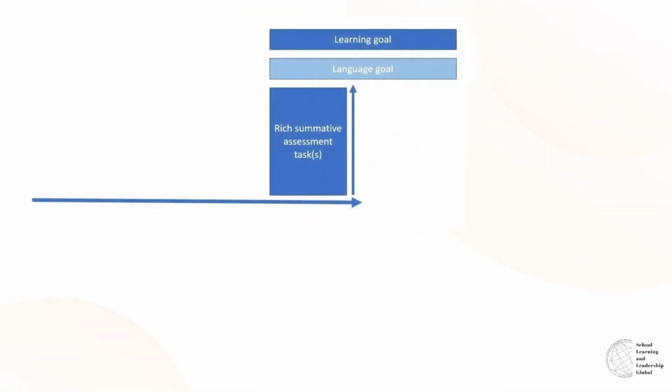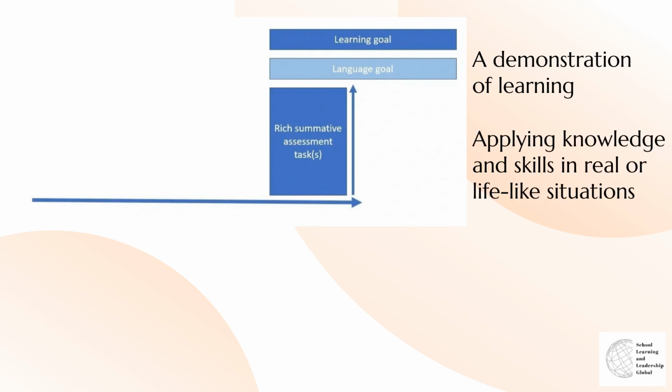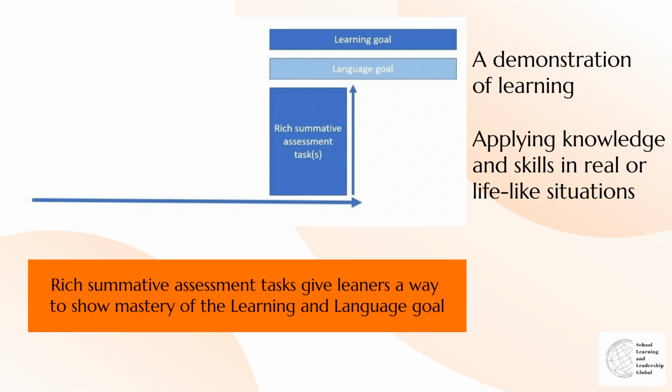Sticking with our GPS analogy, once we've set the destination, our learning and language goals, we also plan how we'll know we've arrived. That's the rich summative assessment task. Summative assessment tasks are a celebration at the end of the journey, where students demonstrate what they've learned across the sequence, not by restating facts, but by applying knowledge and skills in real or lifelike situations. Well-designed tasks invite creativity and student voice, giving learners multiple ways to show mastery of both the learning goal and the language goal.